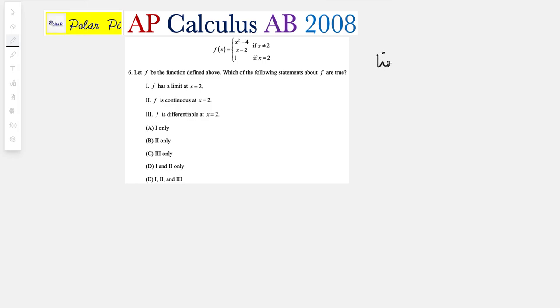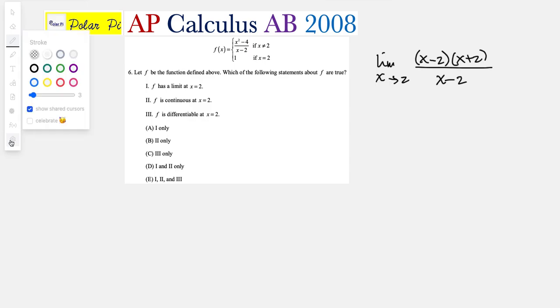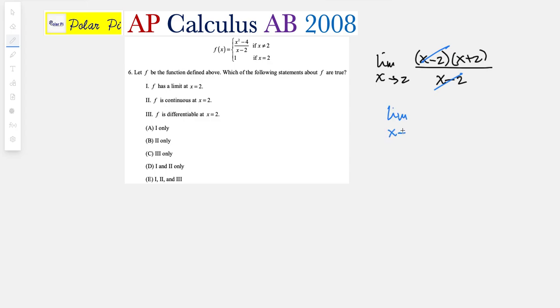So, okay, it would be the limit as x goes to 2. That's what we mean by f has a limit at 2. Well, let's factor so that we don't labor this too much. x minus 2 times x plus 2, difference of squares in the numerator, you should know that, over x minus 2. And so we cancel, and we see that we have the limit as x goes to 2 of x plus 2, and we plug in 2, we get 4, and yeah, that's a limit.